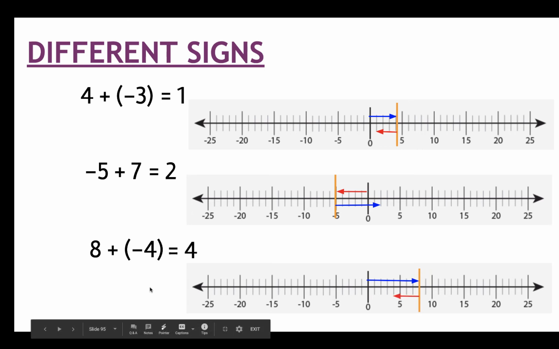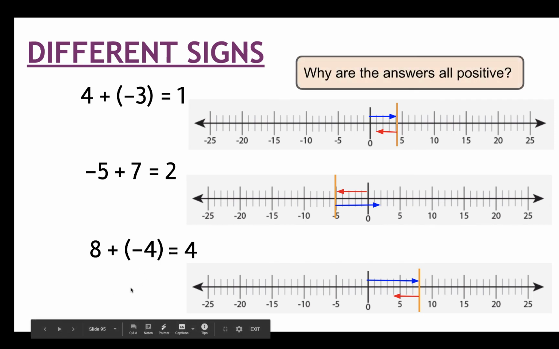Now I want you to think about this for a second, 7th graders. Why are the answers all positive? Each of these sums is positive. Look at these equations and see if you can figure out why all these answers are positive here.